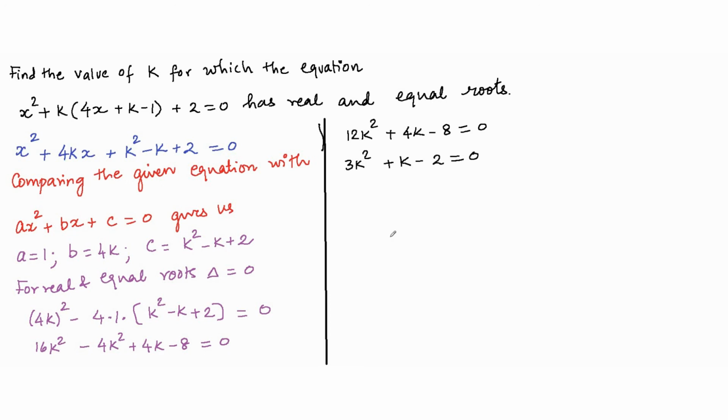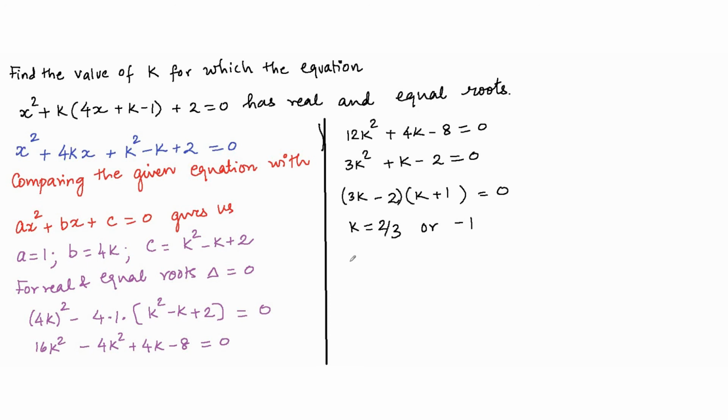This is a quadratic equation in k, and now you can use the different techniques for solving a quadratic equation. So if you actually find the different factors, you will get those factors as 3k minus 2 into k plus 1 is equal to 0, which implies k is either 2 by 3 or k is equal to minus 1.